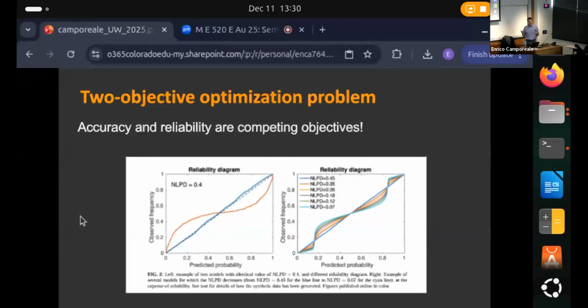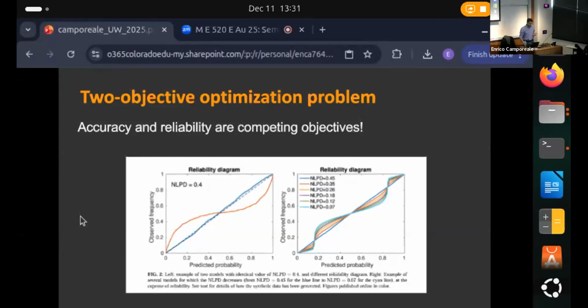So this turns into a two-objective optimization problem. And this is a graphical example to show this. This is taken from a paper where instead of CRPS, I use the negative log probability density, the negative log likelihood, but it works just the same. So what is shown on the left here are two different models. This is just to make the point that you can have two different models. One, the blue one, has a perfect reliability, and the red one is obviously not so good in terms of reliability, but they have the exact same accuracy score. And the other way around, here you have different lines with the score going lower and lower, so the accuracy gets better and better, but the reliability gets worse and worse.